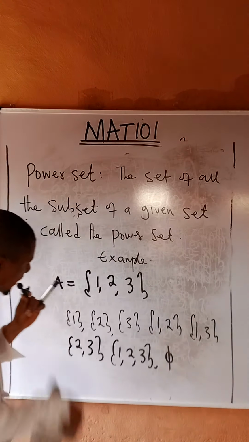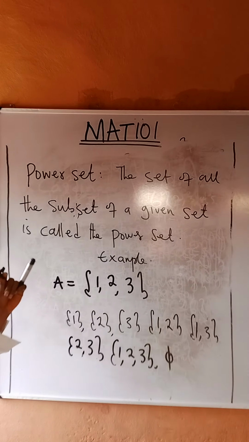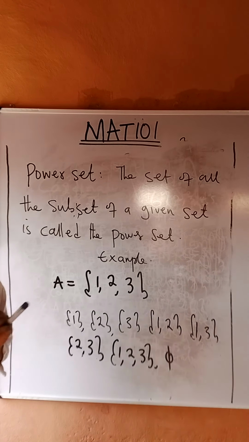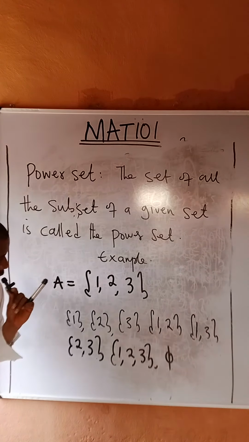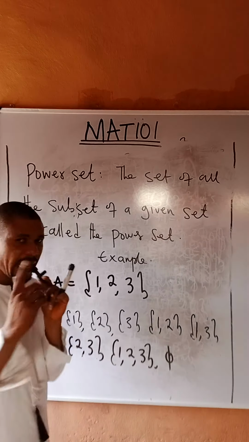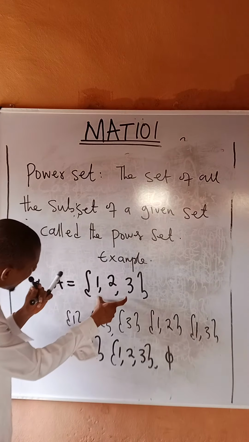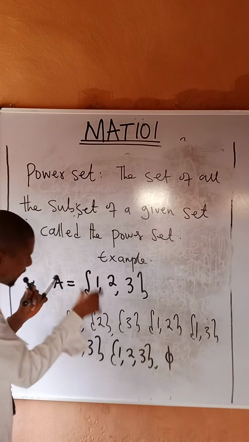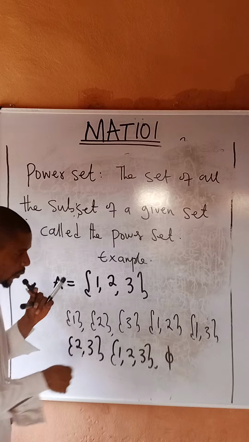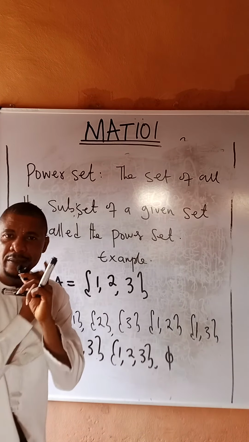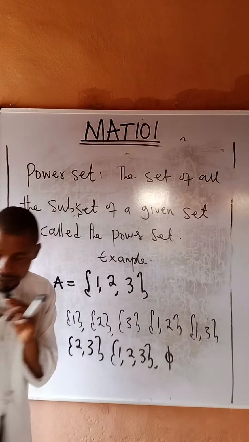So, class, if these things are the subsets of what I have, it means that these are the power set of this. And if I count the power set, watch, they are 1, 2, 3, 4, 5, 6, 7, 8. They are 8 in number. Meaning that the cardinality of this particular power set is now equal to 8. That is what it is. This is called the power set.